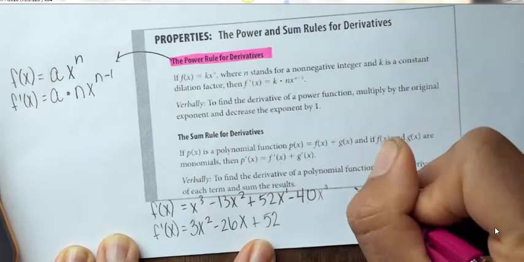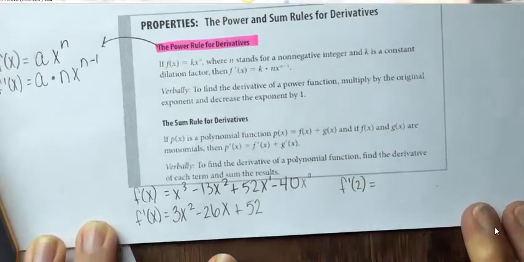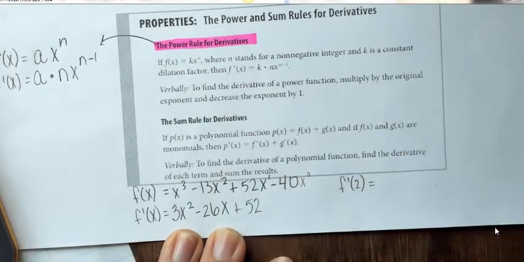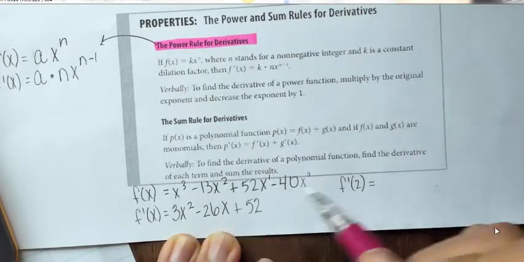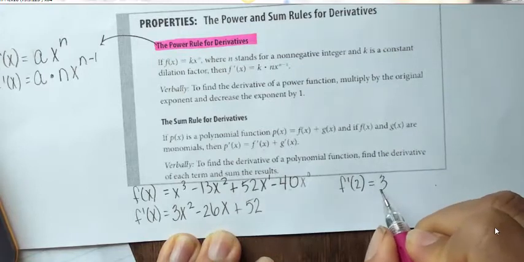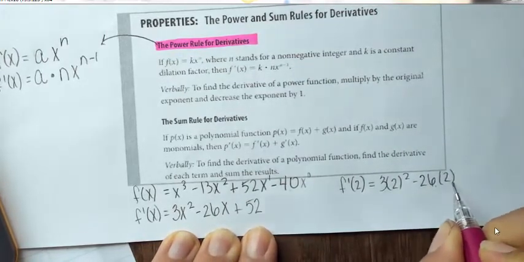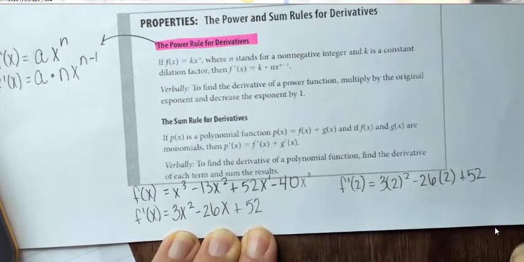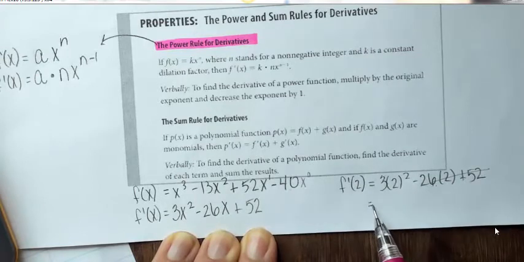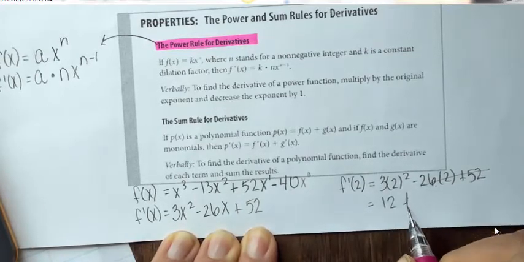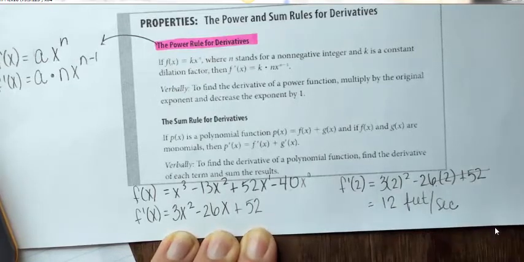And now what if I wanted to know what is the instantaneous rate of change, or the velocity, of this bird at 2 seconds? Well, I now have the function that I can then plug 2 into. So this would be 3 times 2 squared minus 26 times 2 plus 52. Those are opposites. They're going to go away. This right here leaves me with 12. So your actual derivative is 12 feet per second.